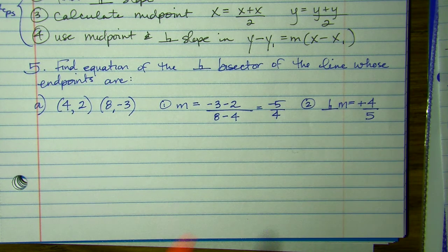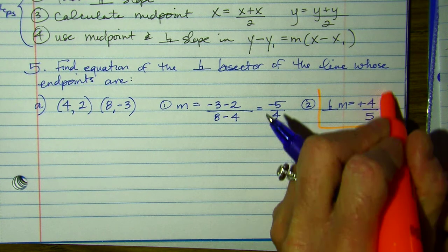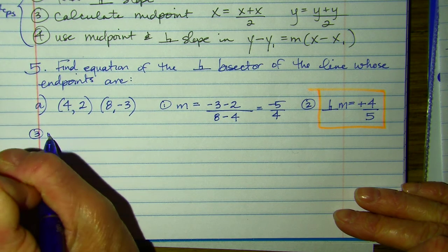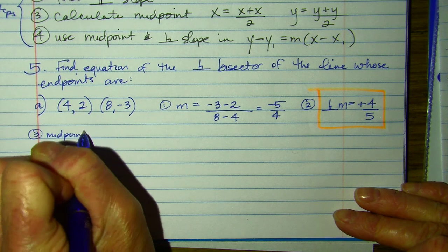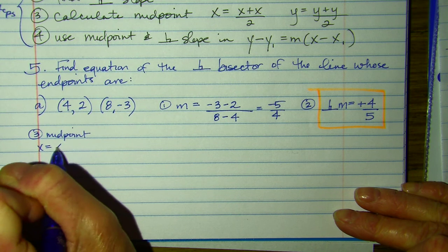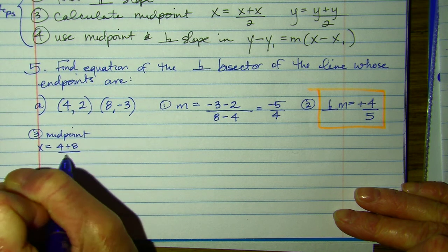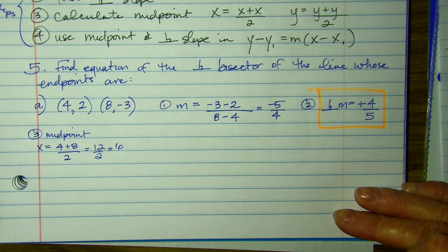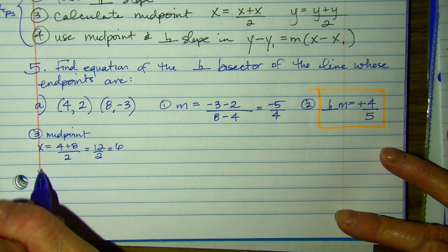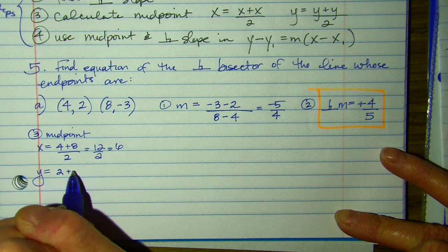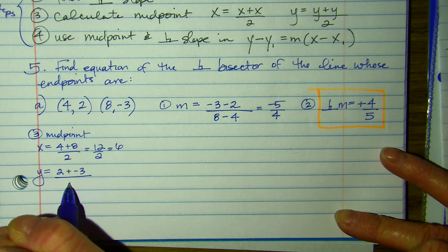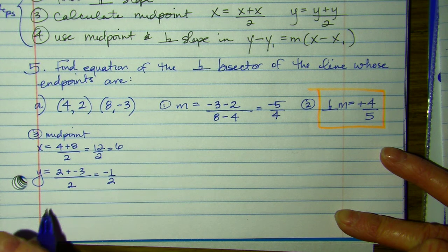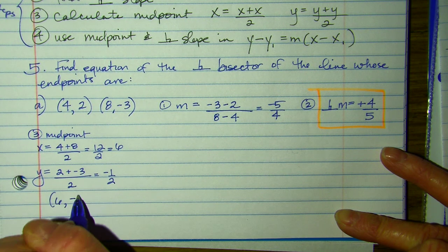So I'm going to highlight. I'm going to use this later. Step 3 is to calculate my midpoint. So x equals the sum of my x values divided by 2. So 12 over 2 equals 6. And y, the sum of my y values, so 2 plus -3 divided by 2. That gives me -1/2. So my midpoint is (6, -1/2).